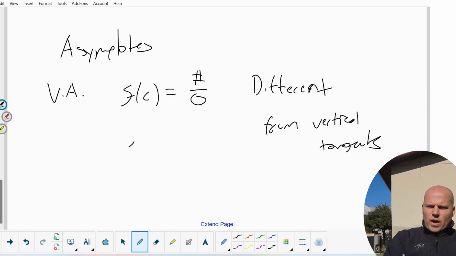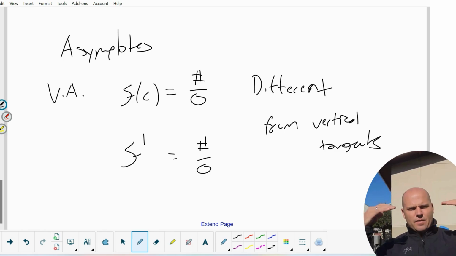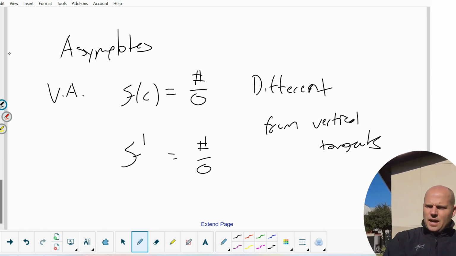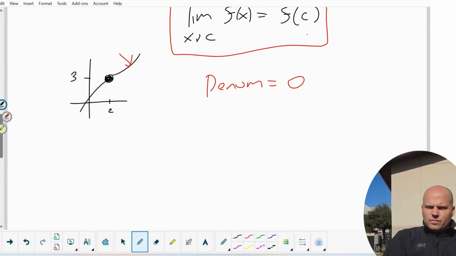Vertical tangents are when our slopes are undefined. Vertical asymptotes are when our function values are undefined in such a way that we have a number over 0. We call that an infinite discontinuity. Remember that if we get 0 over 0, we have an indication of a hole or a removable discontinuity.